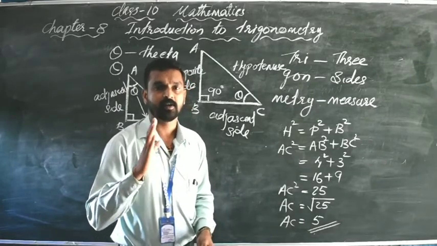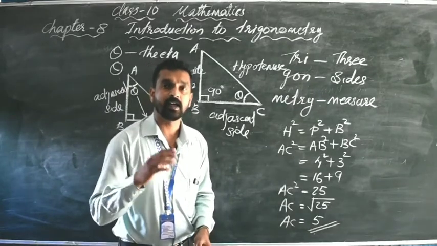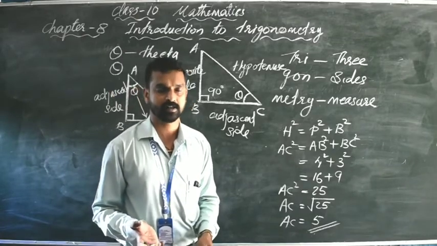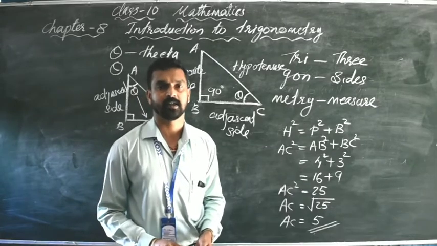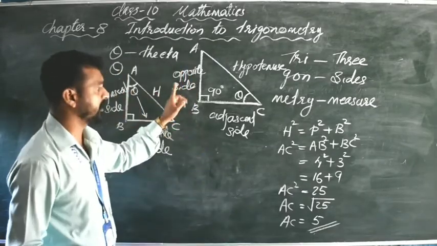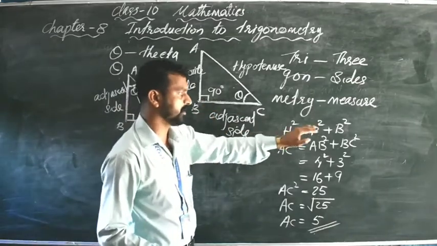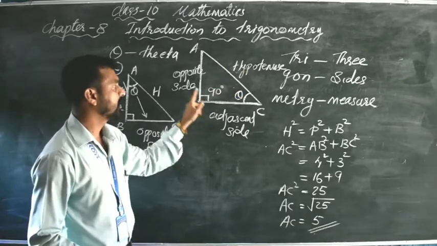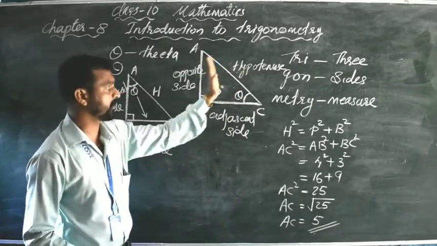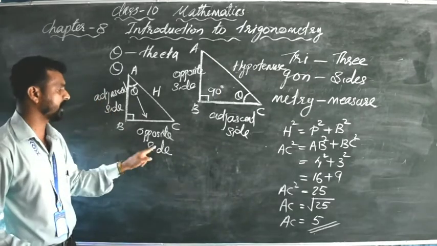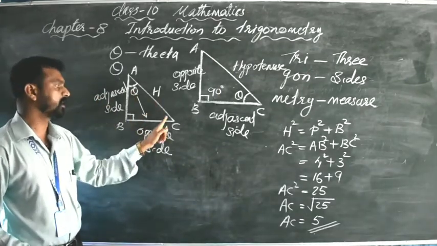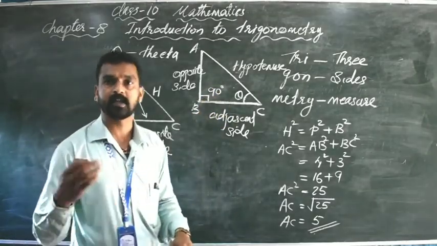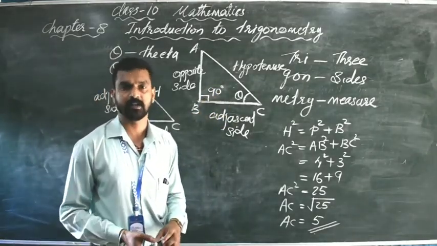I told already, a total of 6 trigonometric ratios are there. That is the ratios between the sides of a right angled triangle. In the Pythagoras theorem we use hypotenuse, perpendicular and base, but in trigonometry we use hypotenuse, opposite side and adjacent side. Hypotenuse is always the same, but opposite side and adjacent side will change according to which acute angle you are considering. That you have to remember.